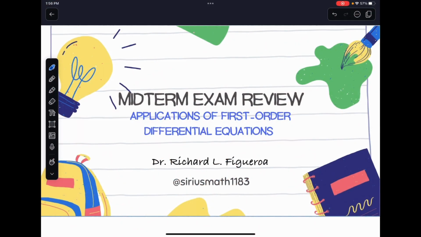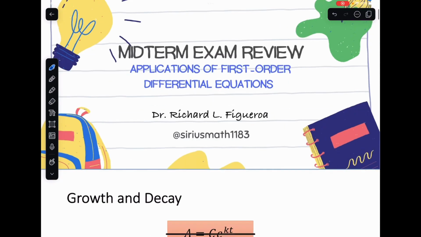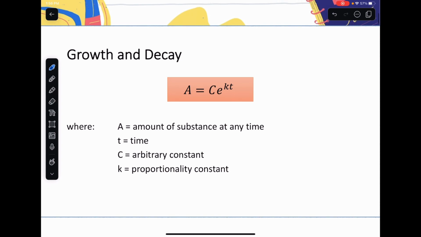Hello once again. So we're on the second part of our midterm exam review. We will be covering different applications of first order differential equations, and that includes growth and decay problems, interest problems, linear models. We are going to solve mixture problems, mechanics, as well as Newton's law of cooling problems. So to start with, let's have the growth and decay.